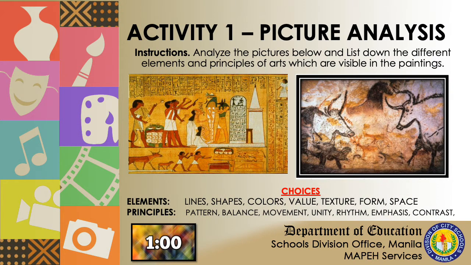For our first activity, picture analysis. What I want you to do is to analyze the pictures below and list down the different elements and principles of arts which are visible in the painting under the Egyptian and prehistoric era. I want you to choose your answers below. I'll be giving you 1 minute to do the task.